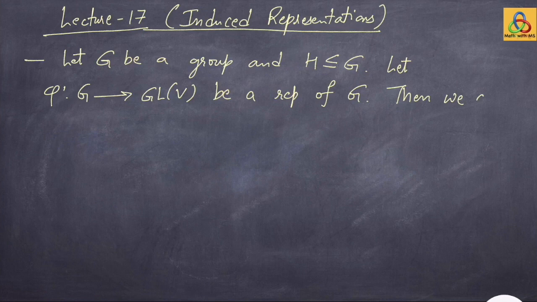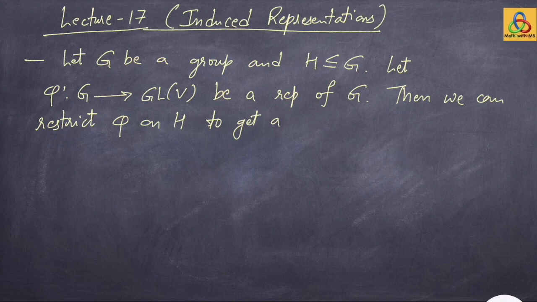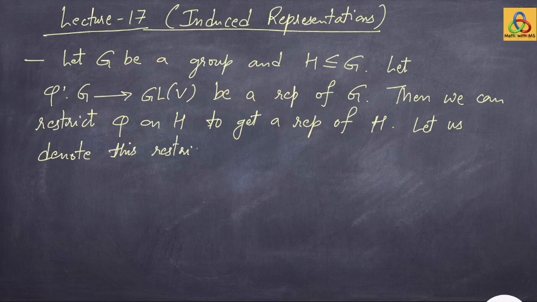Then we can restrict phi on H to get a representation of H. Let us denote this restriction by this standard notation, restriction of the representation phi from G to H. So this is a map from H to GL(V).